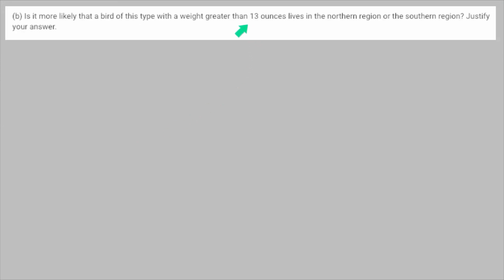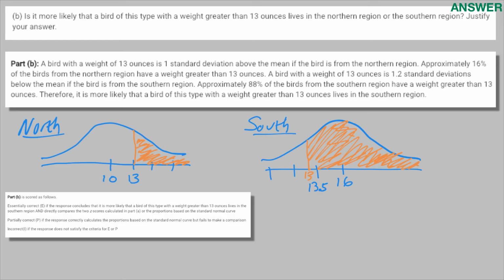Part B, now you're given a bird and you want to know what is the chance that that bird comes from a region if that bird is greater than 13 ounces. One of the best ways of getting full credit for this question is to show a diagram. In the north, mean is 10, standard deviation is 3. In the south, mean is 16, standard deviation is 2.5.